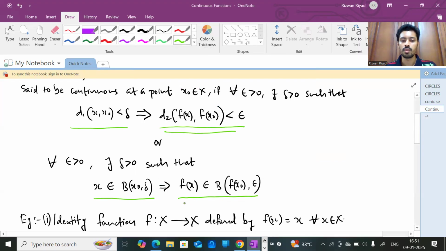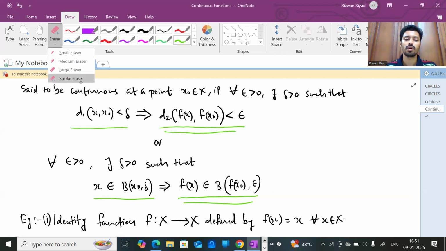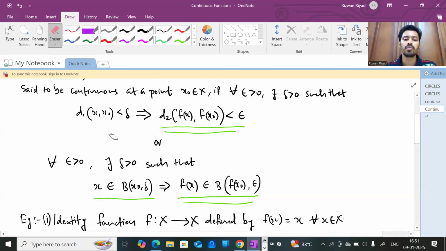These two are the same. f of x belongs to that ball is the same as saying that the distance between f of x and f of x naught is less than epsilon, the radius of that ball. So you can define continuity in both of these ways, and you can check continuity of functions using either of them.